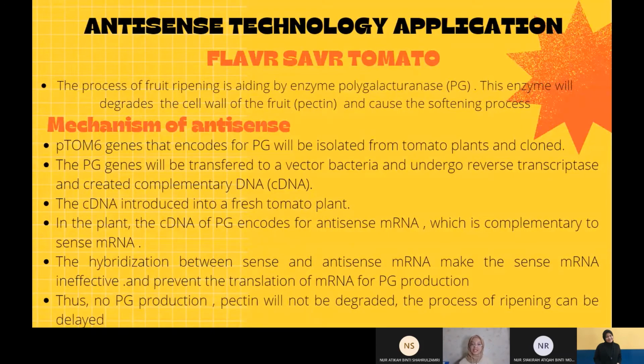Next, we will see an antisense technology application, which is the Flavr Savr tomato. The aim of producing the Flavr Savr tomato is to improve the shelf life of tomatoes. The process of fruit ripening is aided by the enzyme polygalacturonase, or PG. This enzyme will degrade the cell wall of the fruit, also known as pectin, and will cause the softening process.